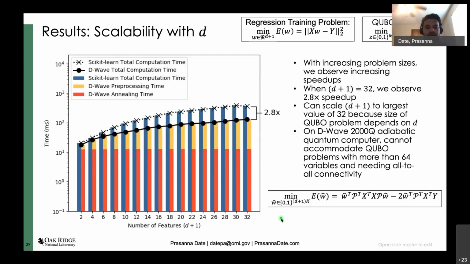Okay, I hope things are clear here. There's a question: have you demonstrated quantum supremacy? Wow. I am not going to address that question. I would leave it to the quantum computing community to decide. I don't feel that I have the right expertise to answer that question. So this is the scalability result with the dimensions in your input data matrix.